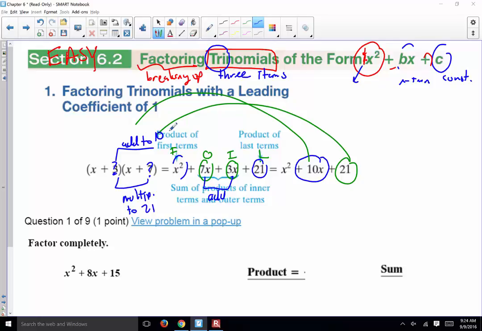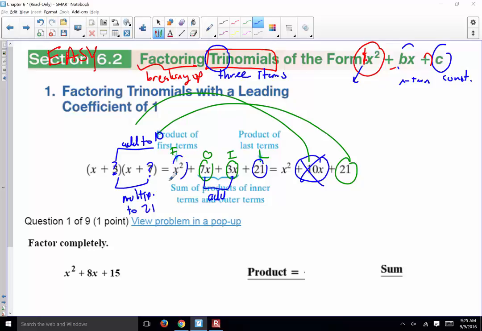Can it be 1 and 21? Because 1 times 21 is 21. Maybe. 7 and 3. Yeah, you already know the answer. Great. But 1 and 21 doesn't make it because 1 plus 21 is 22. It doesn't make 10. So it's 7 and 3, as your friend said, because 7 and 3 makes 10. So there may be so many options multiplying into the last number like 21.